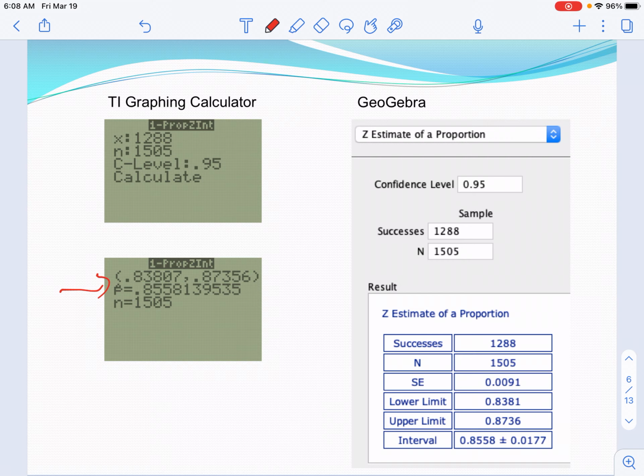This one proportion z interval, if you're looking that up in stat tests on the calculator, this is letter A. So you scroll past all the numbers and it's the first lettered option. In GeoGebra, you're selecting a z estimate of a proportion. Again, same input, and we see our confidence interval boundaries down below.